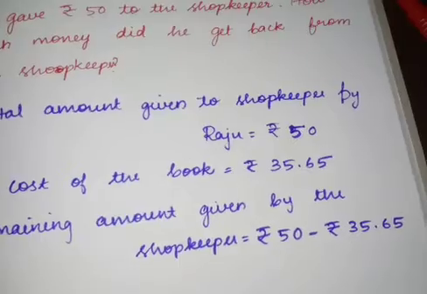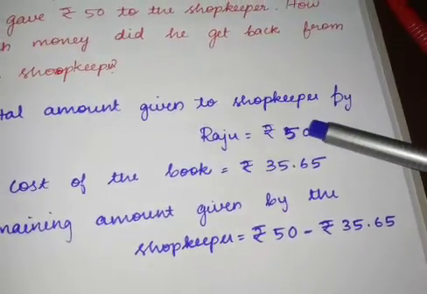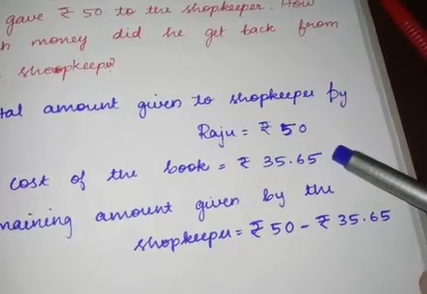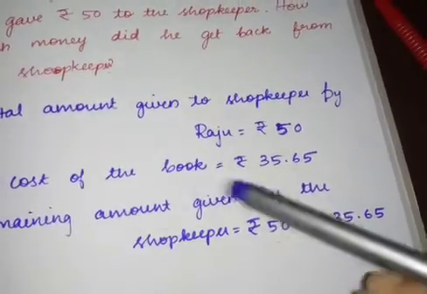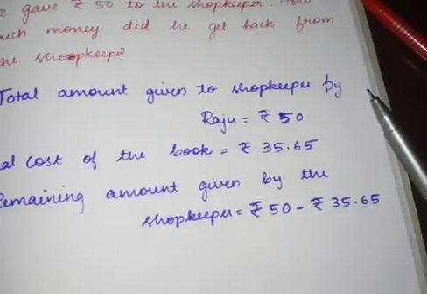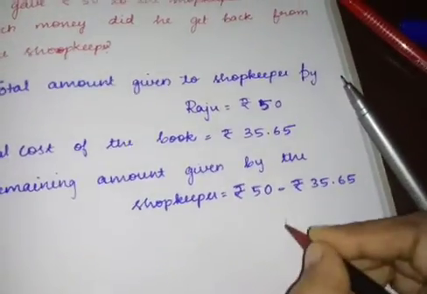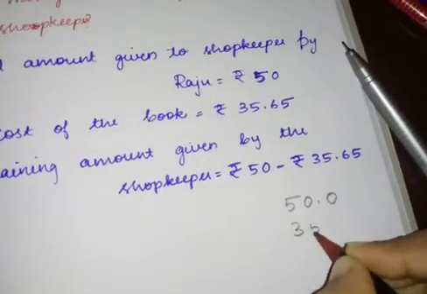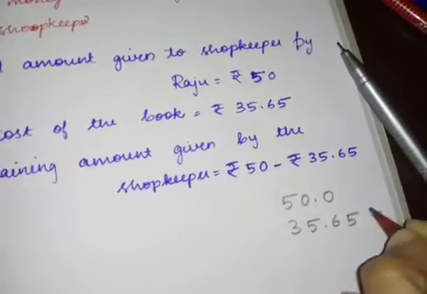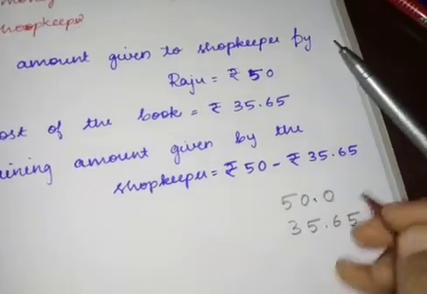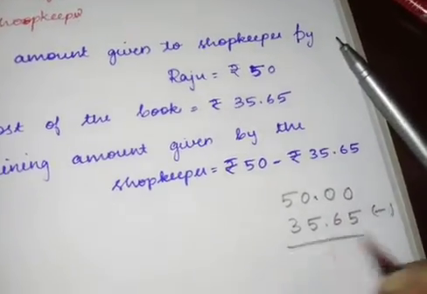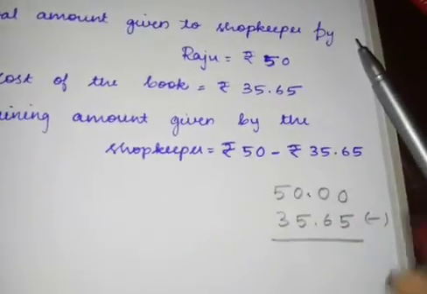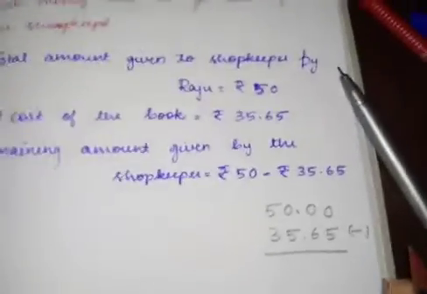So the total amount given by Raju is 50, and the actual cost of the book is 35.65. So the remaining amount given by the shopkeeper is 50 minus 35.65. Now I am just subtracting. 50 is nothing but 50.0. You can insert one more zero, no problem, because I told you, whatever zeros you add after the decimal point, it has no meaning.